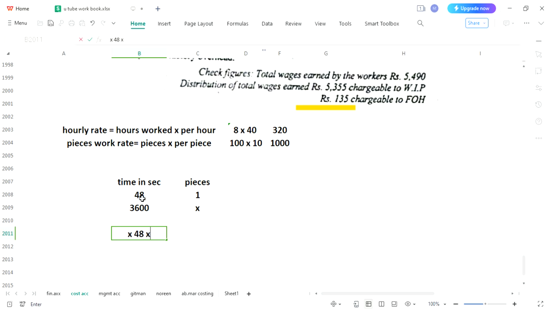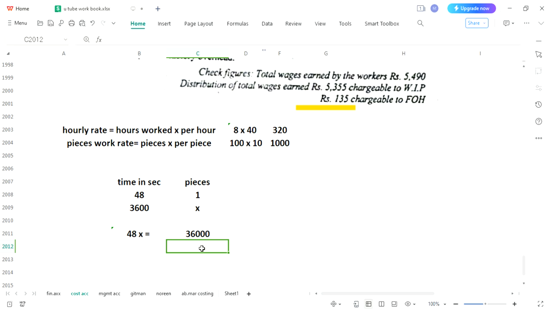Better to write x on the right side, and an equal-to sign, and what would be on the right side of your statement. x is multiplied with 48, then 3600 would be multiplied by 1, so we will get 3600. Next, 48 is being multiplied with x. When you want to take it to the opposite side of the equal-to sign, the sign would be changed. Here it is multiplied, then it would be divided.